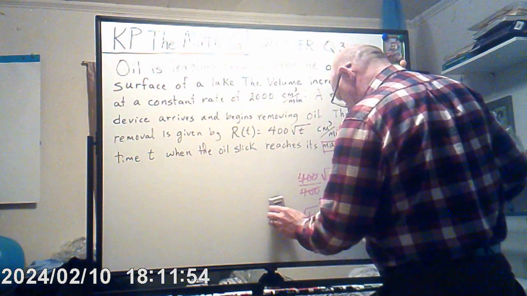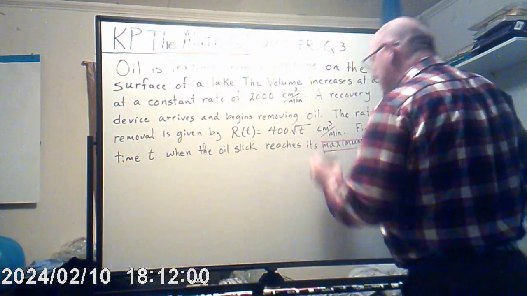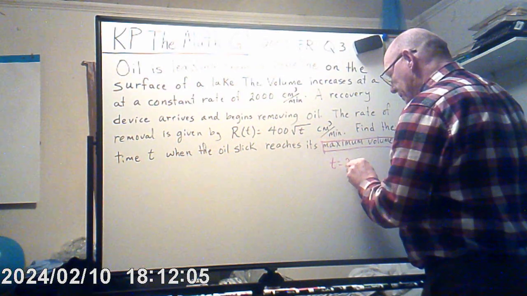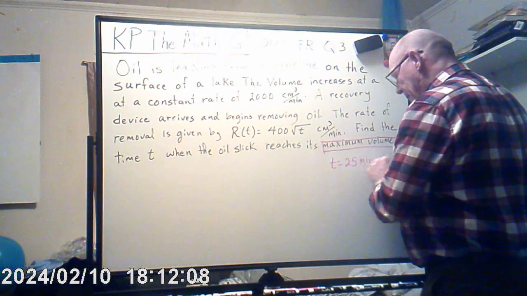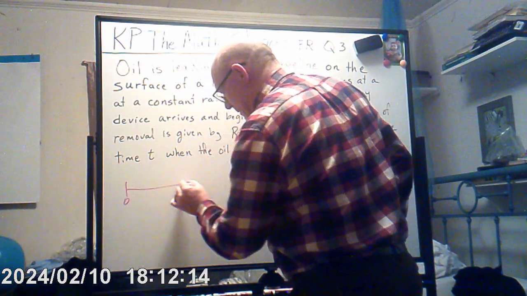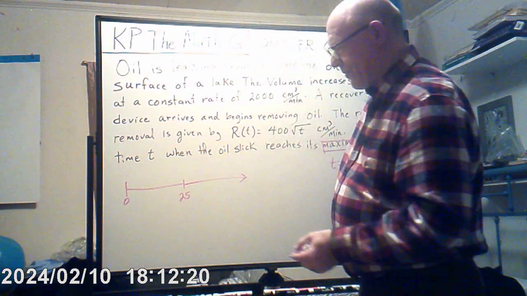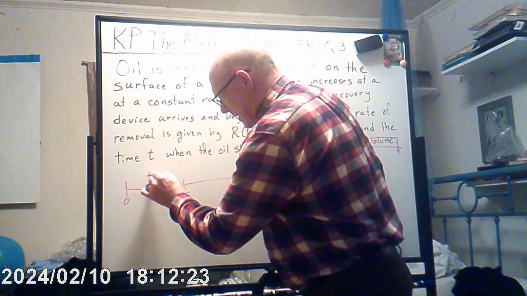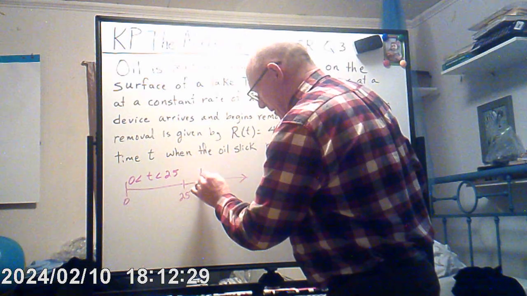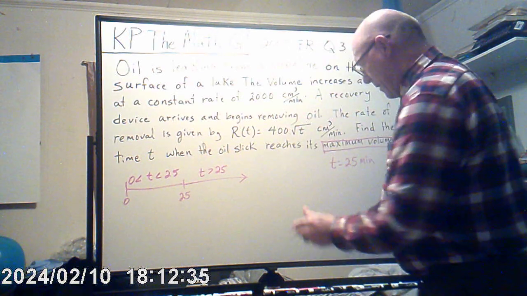I don't think I'm going to need this now. Alright, t is equal to 25 minutes. Now what we can do is we can start at time 0 to 25 and then go on out greater than 25. So in this interval we're looking at t between 0 and 25, and then here t is greater than 25. And what we're wanting for a max, look at it again.